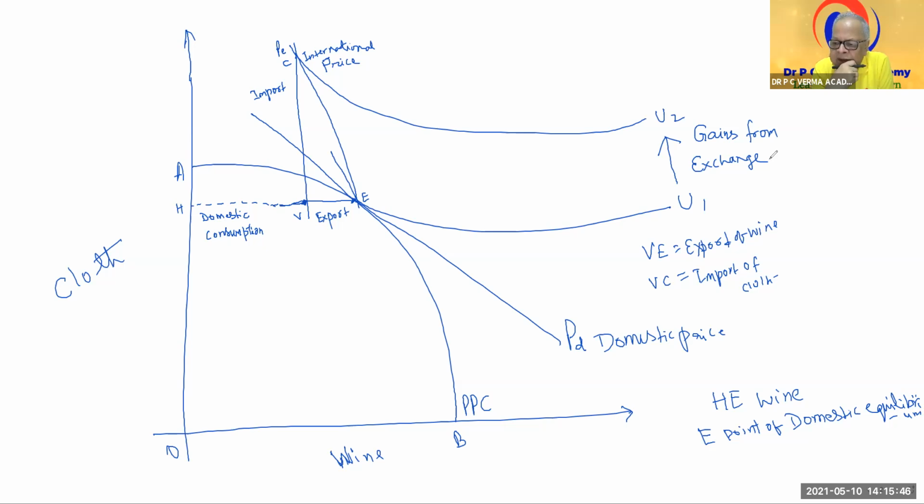And what did the country do? The country did not disturb anything. It has taken some portion of domestic goods, exported it and imported a greater amount of foreign product. So export quantity is less and import quantity is more. This is pure gains from international trade. The country moves from U1 to U2.